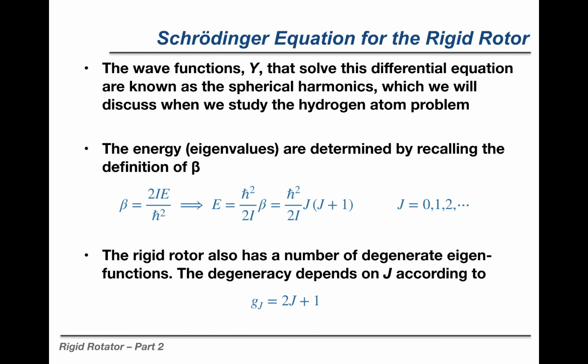In other words, if j is equal to the number 0, then we have a single non-degenerate state, because 2 times 0 plus 1 is 1. But the degeneracy g sub j for j equals 5, for instance, is 11. When j is equal to 5, there are 11 degenerate eigenfunctions that all have the same energy.